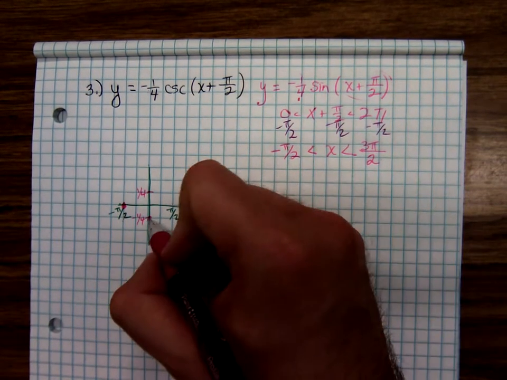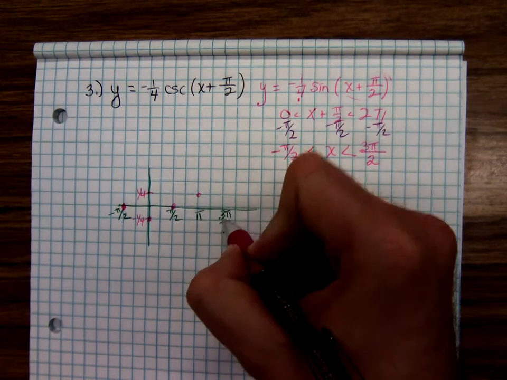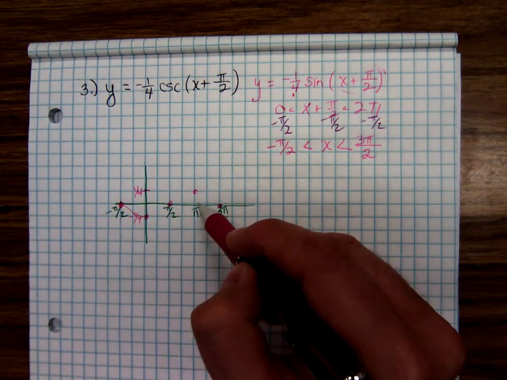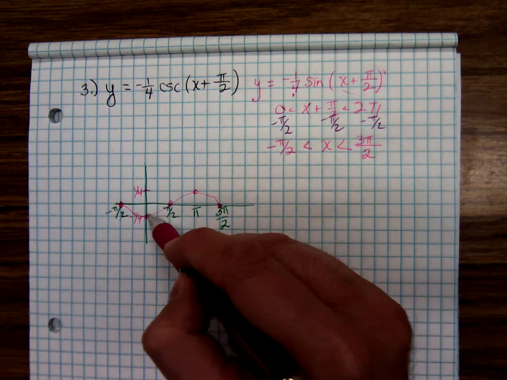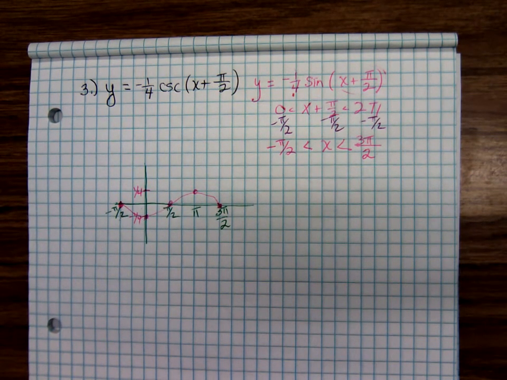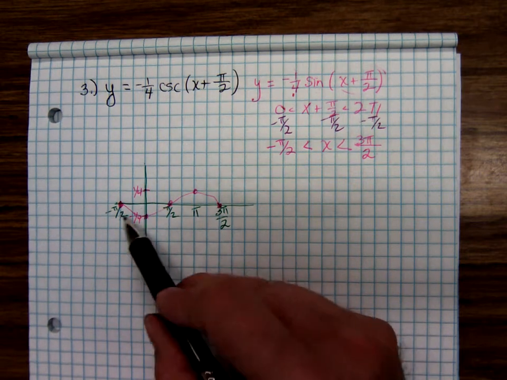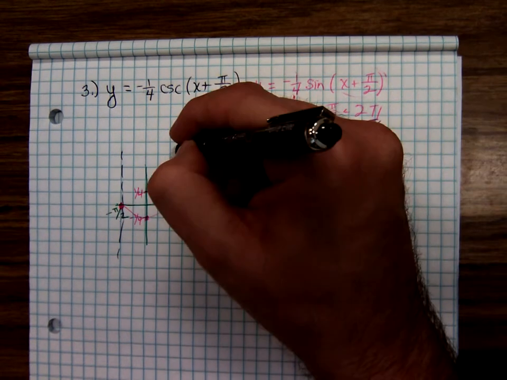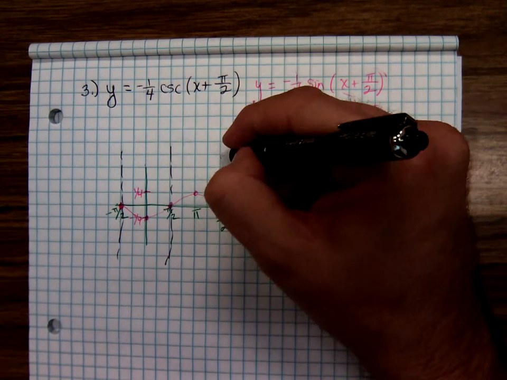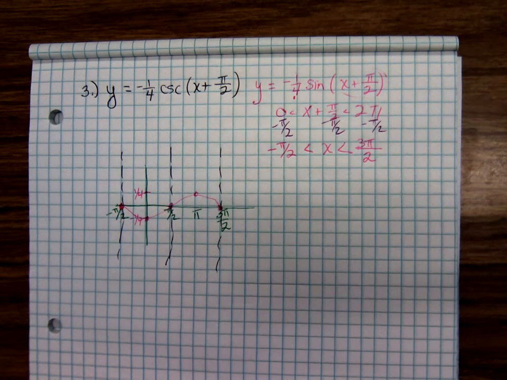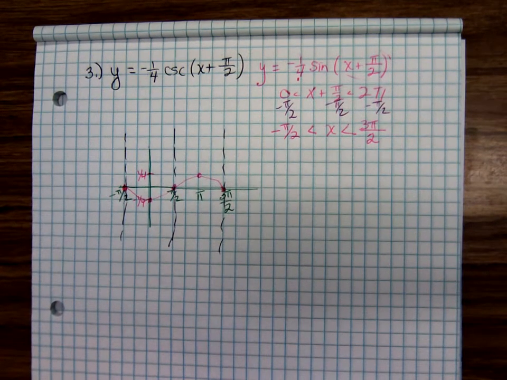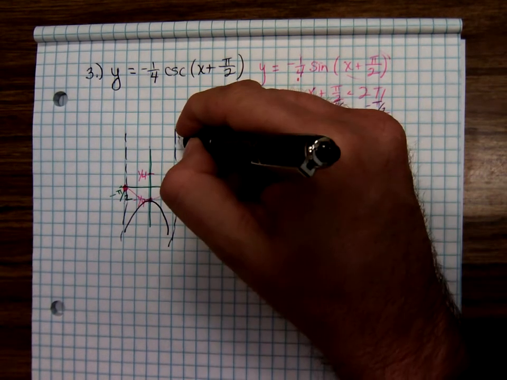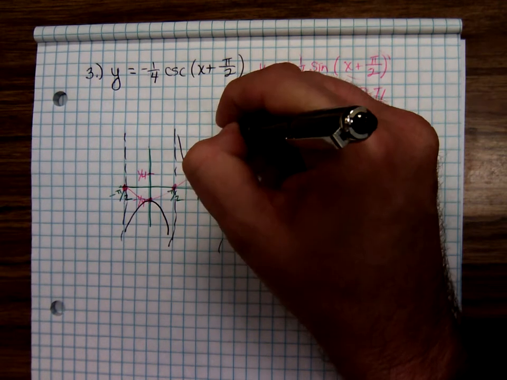1, 2, 3, 4, 5. So those little pink dots. And you can probably get the graph drawn without actually drawing the curve. Once you have the pink dots, there's going to be an asymptote at negative pi over 2, positive pi over 2, 3 pi over 2, and like that, like that.